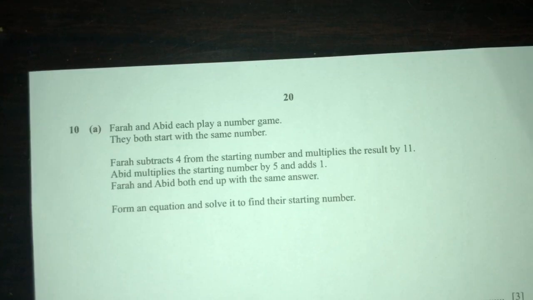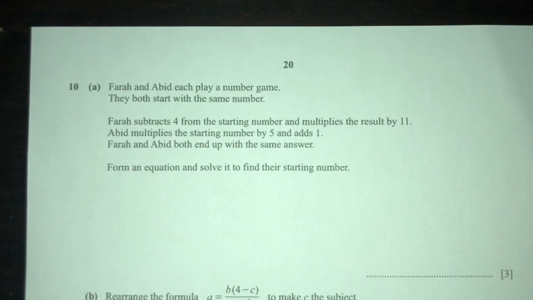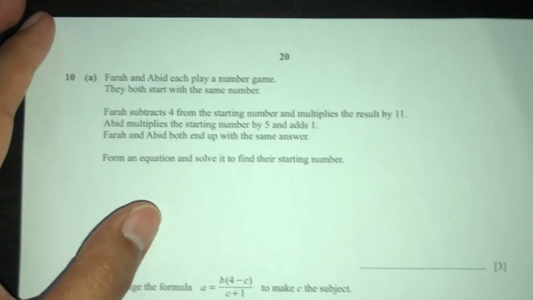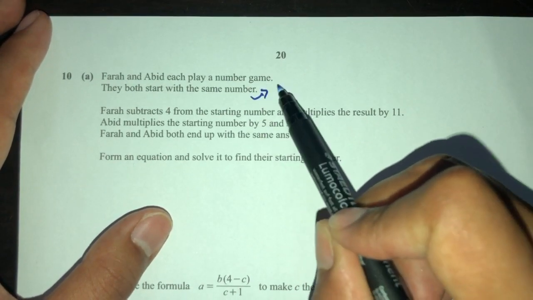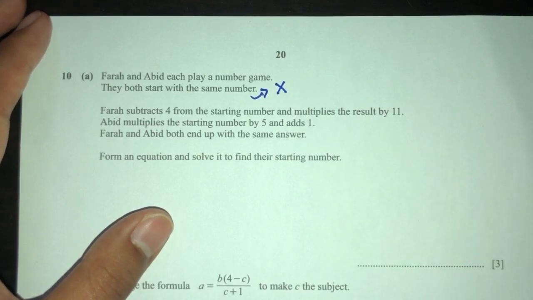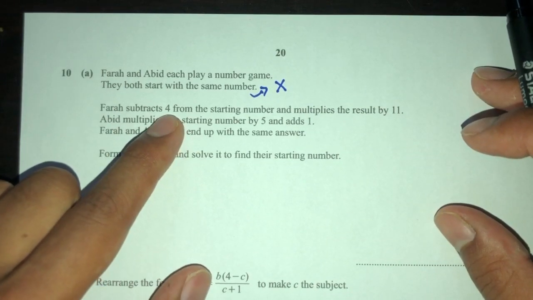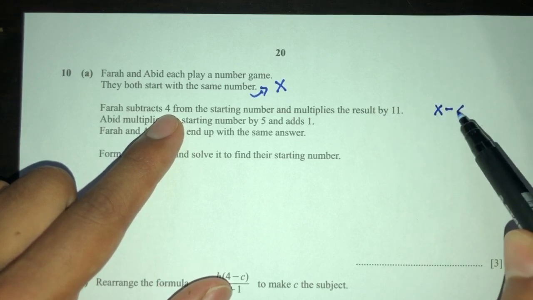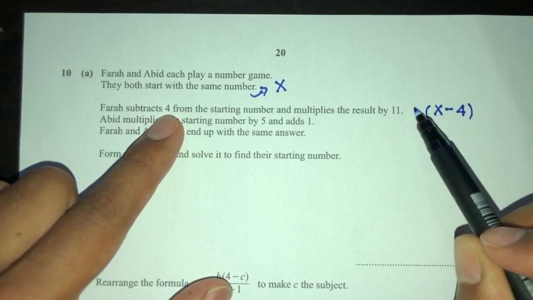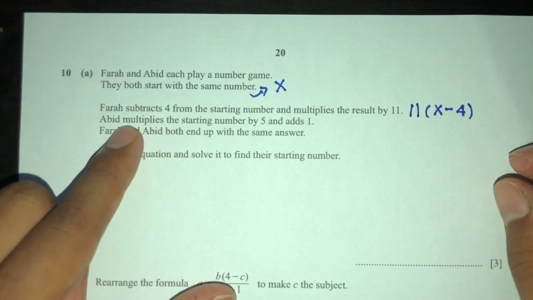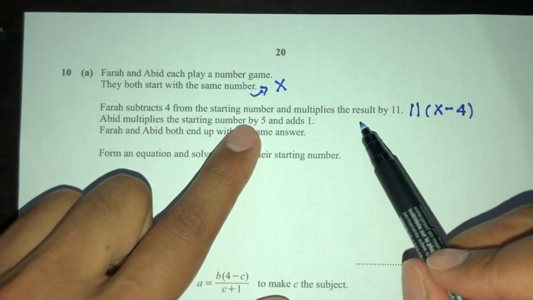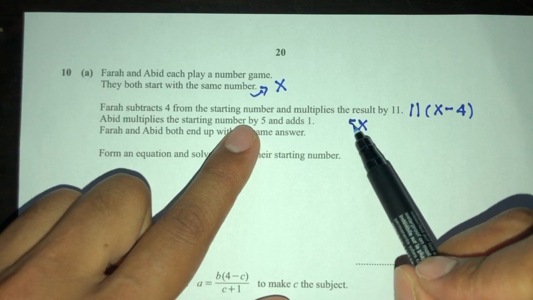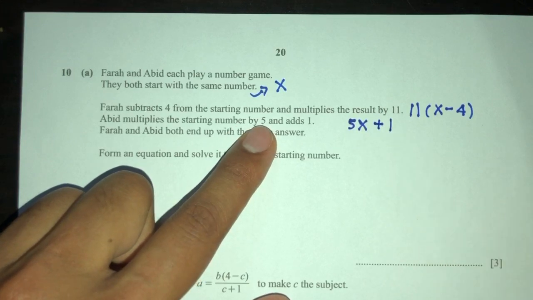Now let's move on to the last question. Farah and Abid each play a numbers game. They both start with the same number. We don't know the number, so let's call it x. The same number x. Now Farah subtracts 4 from the number and then multiplies the result by 11. So we take away 4 and then multiply this by 11. Abid multiplies the number by 5, so x multiplied by 5 and then plus 1.